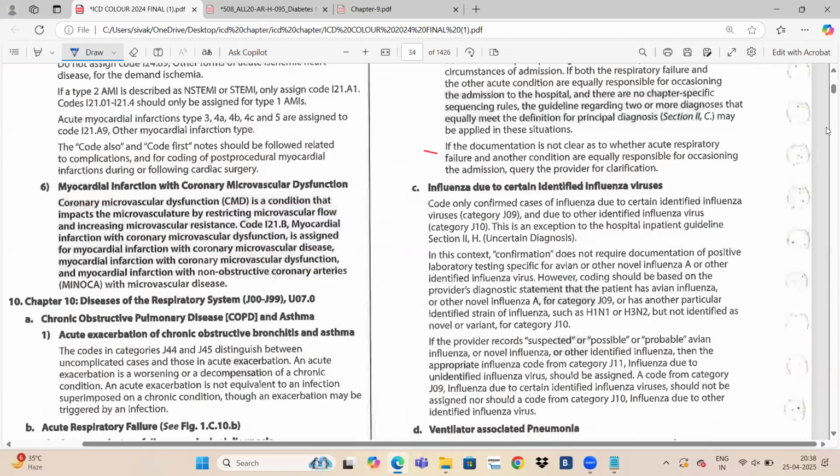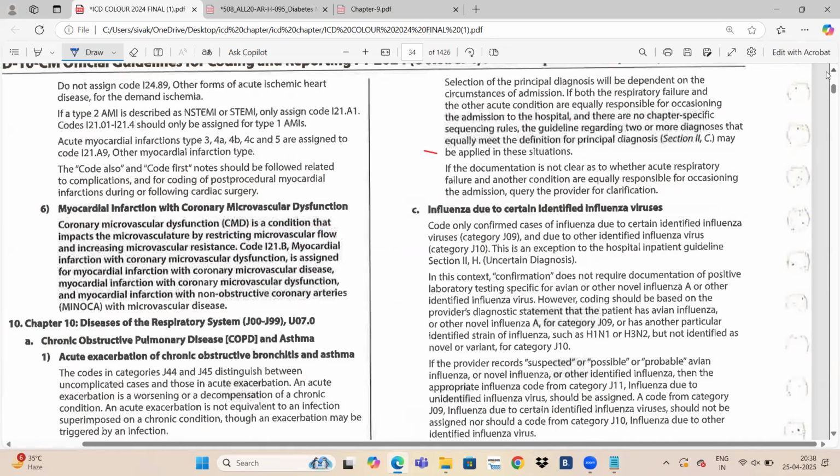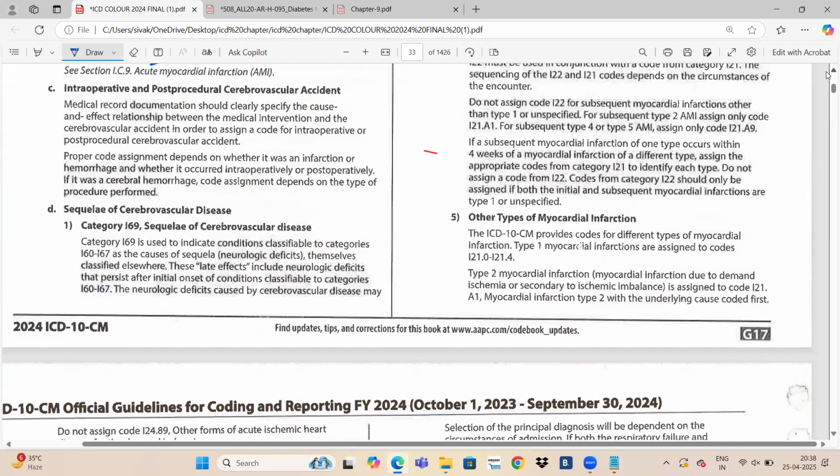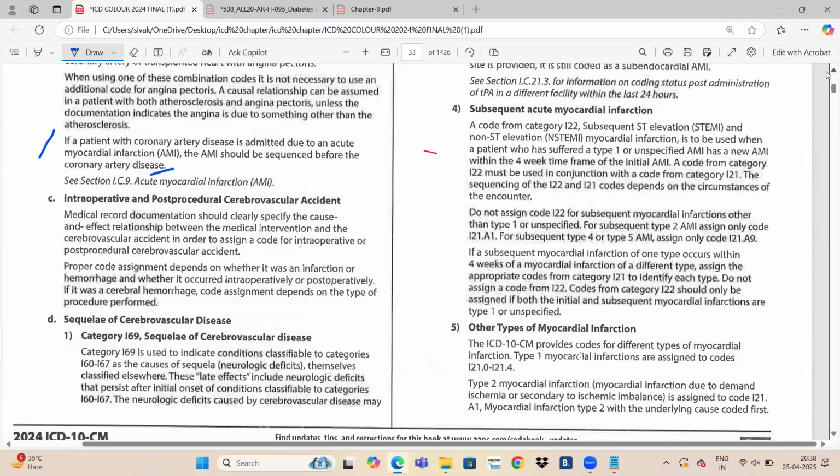Then one more question you will get: subsequent MI, guys. Subsequent MI, one concept, remember these 3 lines you can read. Here you will get one question. Do not assign code I22 for subsequent MI other than type 1 or unspecified. For subsequent type 2 MI, assign only code I21.A1. For subsequent type 4, 5, assign only I21.A9.